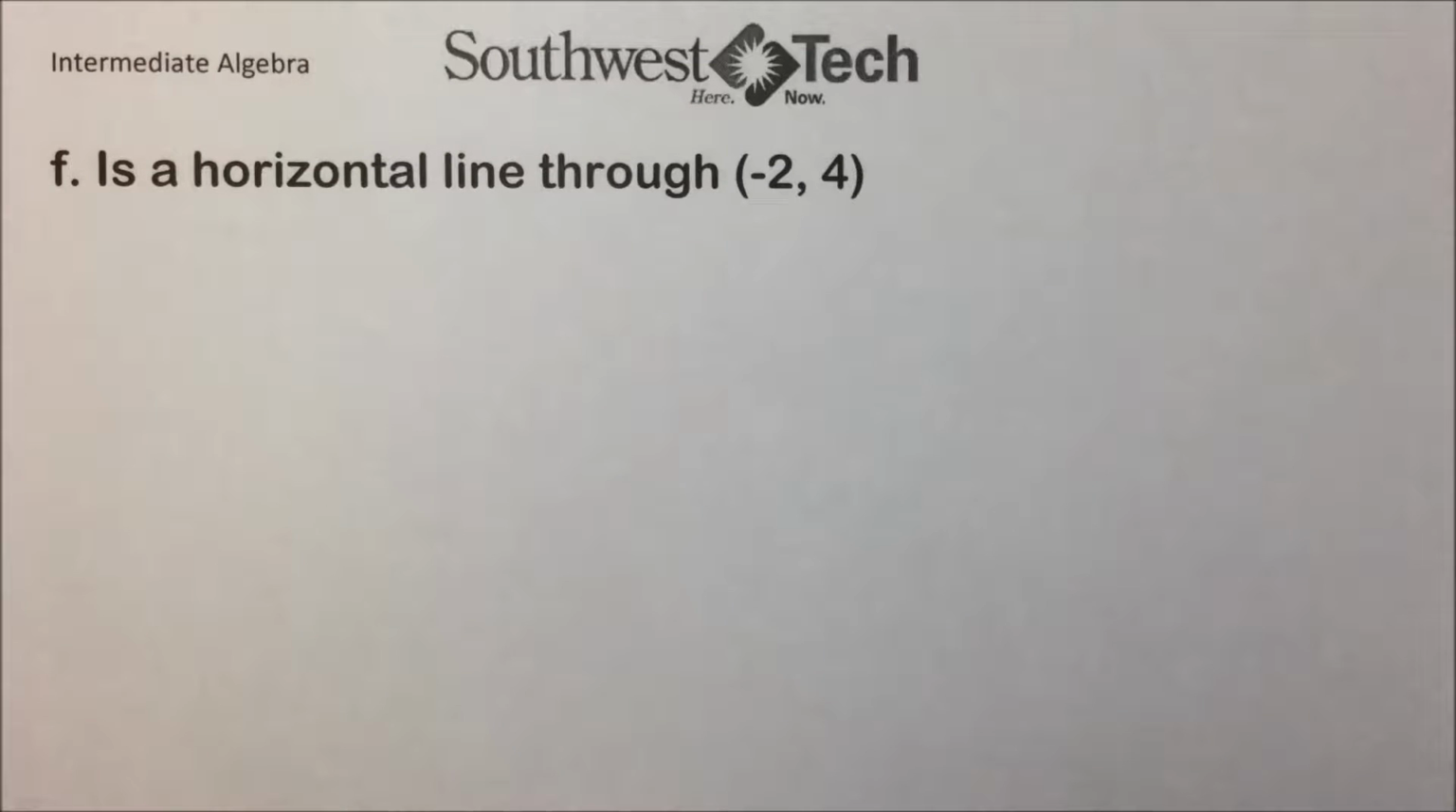Intermediate Algebra Section 2.5. In this example, they're asking us to find the equation of the line that is horizontal through the point -2, 4. If we know that a line is horizontal or vertical, and we know one point on the line, we can find the equation for that line.